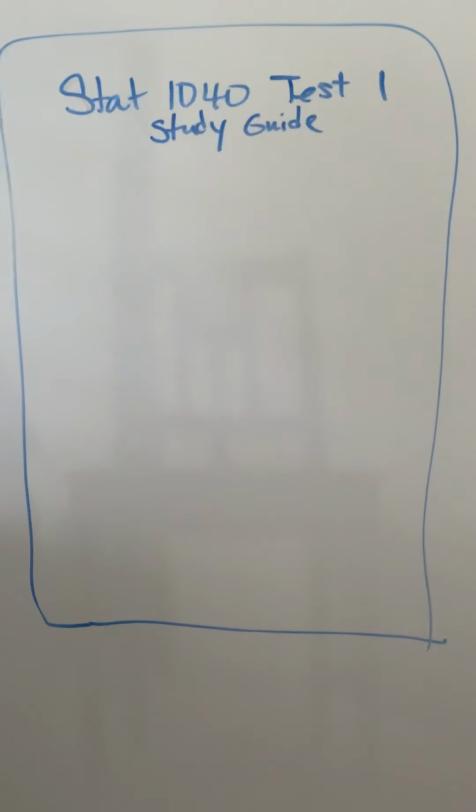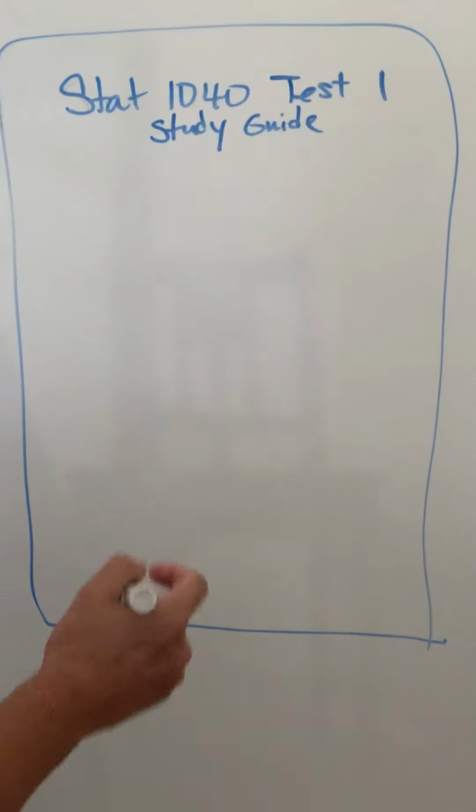And then also I have a list of the items in StatCrunch that you'll want to know how to do. So be sure to look for the study guide. It'll be in the same place that you found this video. So the two things that I would like to go over have to do with the empirical rule.